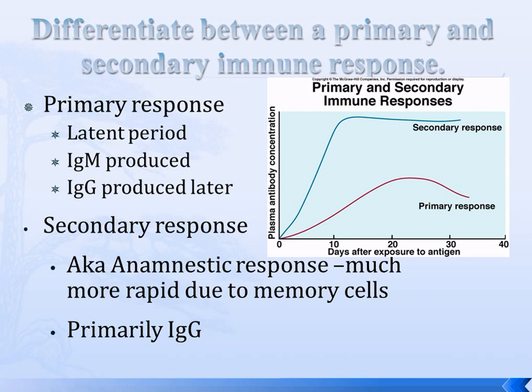And that secondary response is primarily because of IgG. 85% of the circulating antibodies are those from past experiences. So faster response, more powerful response, and that's why when you're a kid, we give you a sample of something like measles. And since the measles isn't going to hurt you, it can hang around during that latency period while your body builds a response.